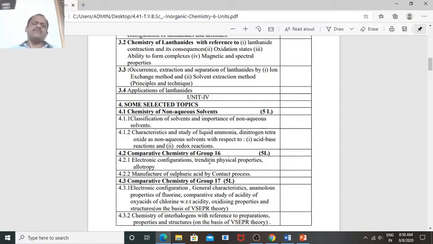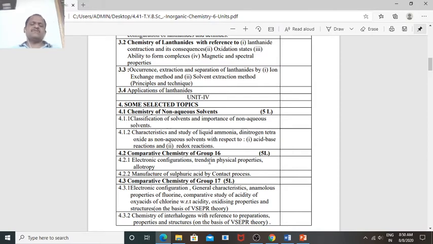Second one is comparative chemistry of group 16 elements. There also we want to study electronic configuration, then trends in physical properties, as well as the allotropy phenomenon, then manufacturing of sulfuric acid by the contact process. And another topic is comparative chemistry of group 17 elements, that is the halogen family. Group 16 is the oxygen family, and group 17 is the halogen family.